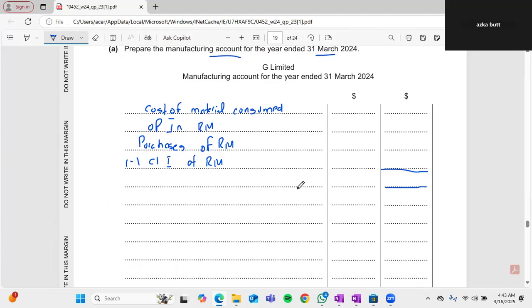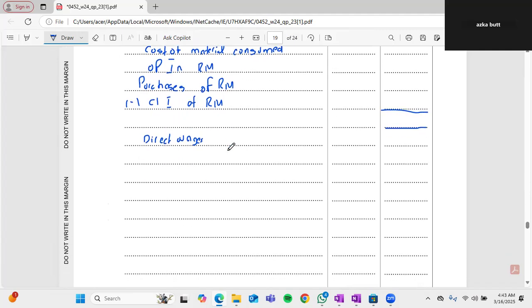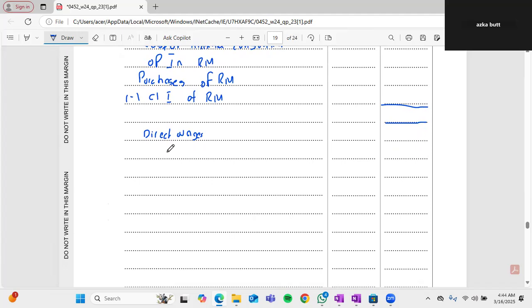And after that, you have to add the direct wages in the total of cost of raw material consumed. You have to add the direct wages, royalties, if you have. Whatever the direct wages, you write it here. Royalties, you will write in the first column. Altogether, the total of the raw material consumed plus the total of direct wages and royalties will be known as prime cost.